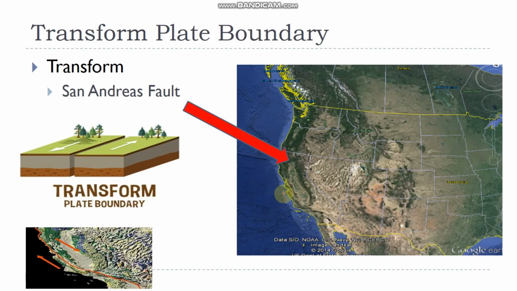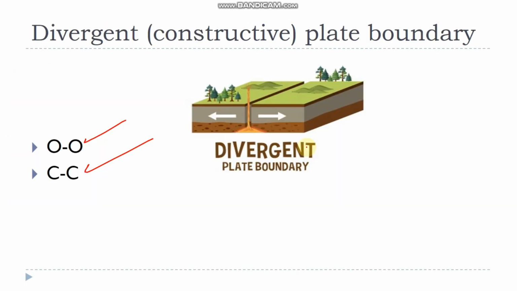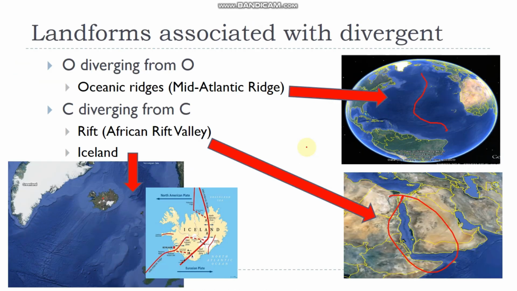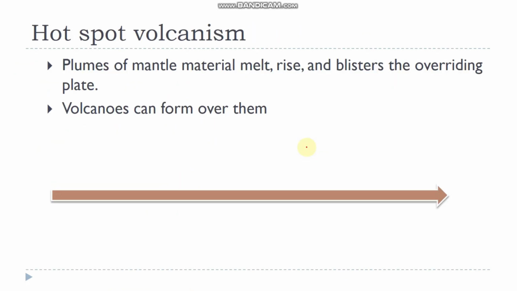And then finally, you have a transform plate boundary. There is no subduction here. One plate's moving that way, one plate's moving this way. They're sliding past one another. Since there is no subduction, there is no melting, and generally there's no volcanoes, but earthquakes are common here as well. Earthquakes can be formed at any of these plate boundaries, by the way. It's just rubbing of rock that can form earthquakes.